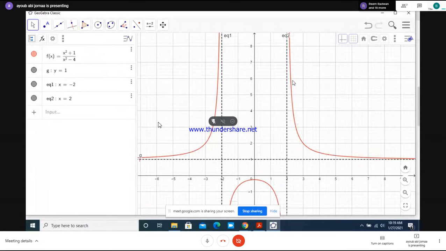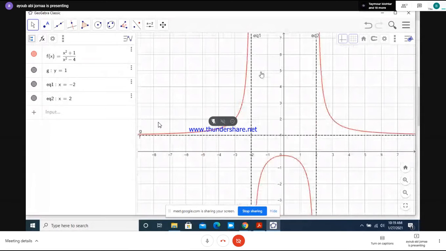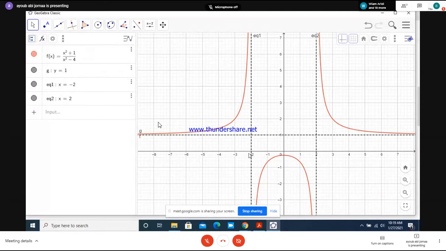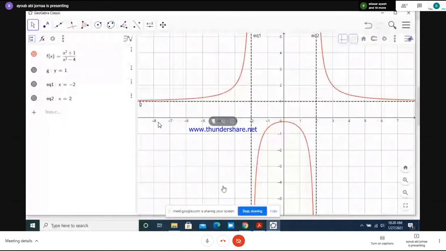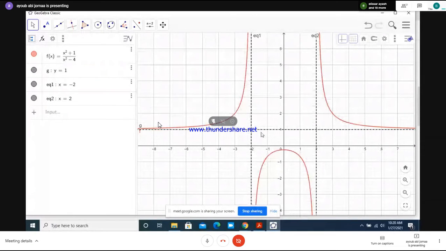Similarly for negative 2, limit as x approaches negative 2 plus, the right side of negative 2, our answer was negative infinity. If you take negative 2 minus, it is positive infinity. If you find the limit as x approaches negative 2 minus, it will be positive infinity. But son, please don't understand that if limit as x approaches, let's say, 2 minus is positive infinity, then the 2 plus should be negative infinity.